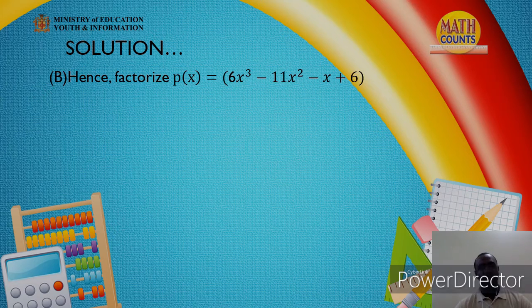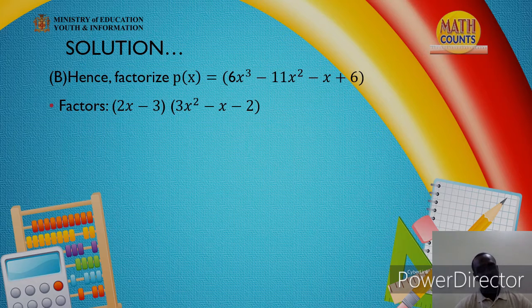Yes, you do. Since your divisor divided exactly into your dividend, then your divisor is a factor. And since we would have found the quotient, we now know that we have 2 of our factors. So we would like to make note that the 2 factors are 2x minus 3 and 3x squared minus x minus 2. Now these two are 2 factors of 6x cubed minus 11x squared minus x plus 6.